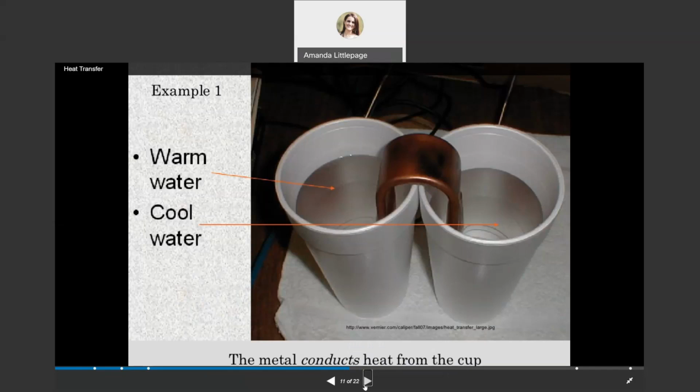This is a great example. Notice there are 2 cups of water. One is warm, one is cool. Over time, the cool water will become warmer and the temperature in the warm water will drop. And this will continue to happen until they both have the same temperature. And that's because they are connected with this kind of curved piece of copper. And copper is a good conductor of heat. So thermal energy will transfer from the warm cup up through the copper down into the cool cup.